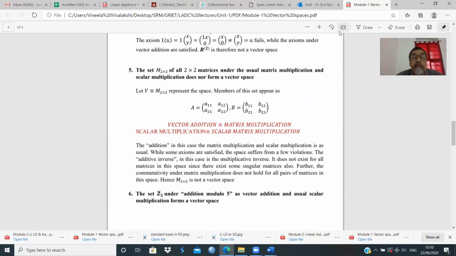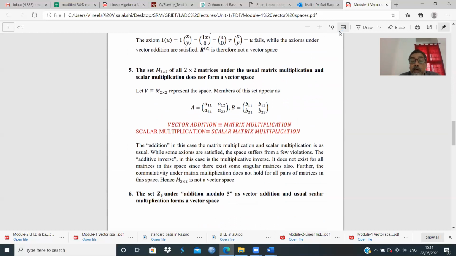Then, example number 5, we consider all 2 by 2 matrices under the usual matrix multiplication and scalar multiplication. This does not form a vector space. The reason is, here the so-called vector addition is matrix multiplication. And when we talk about matrix multiplication, two matrices A and B will not commute under multiplication generally. That means A into B is not equal to B into A generally. So that is one reason why it is not a vector space.